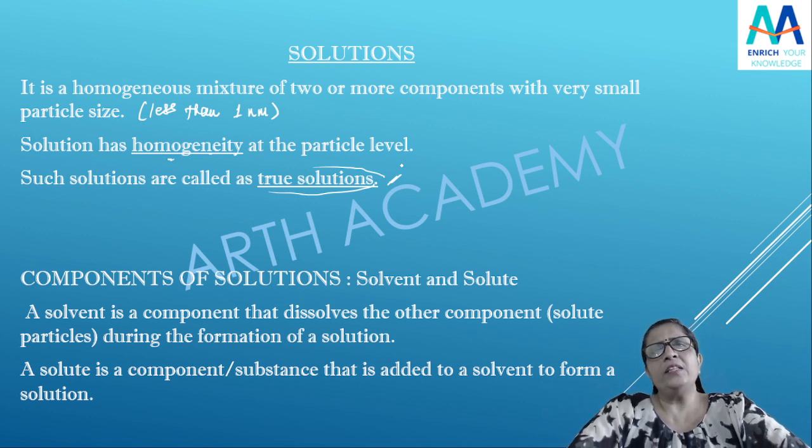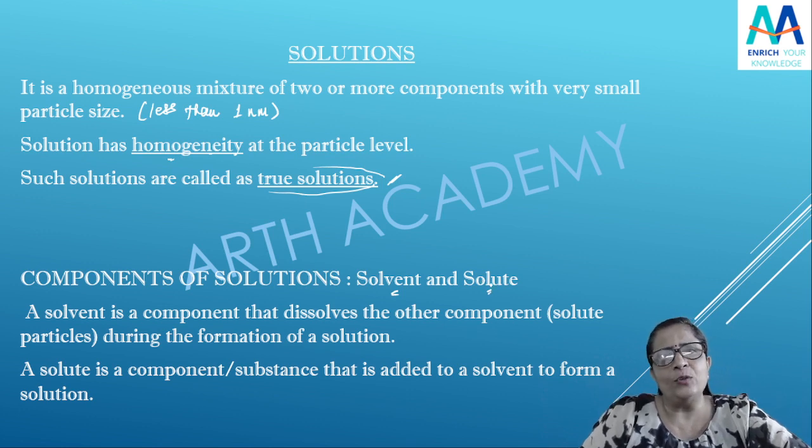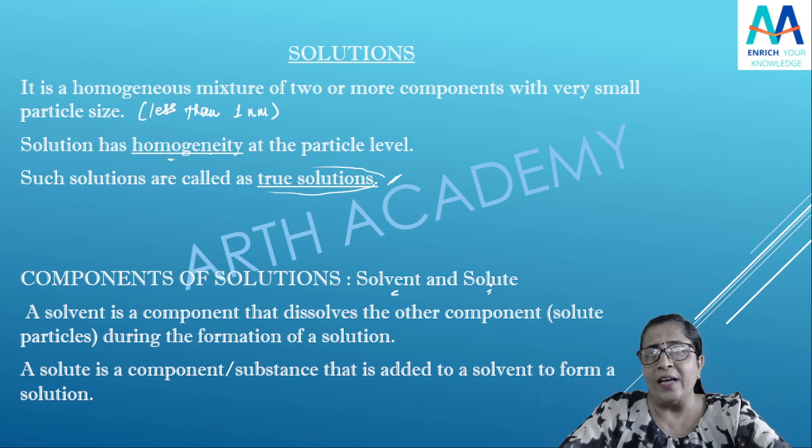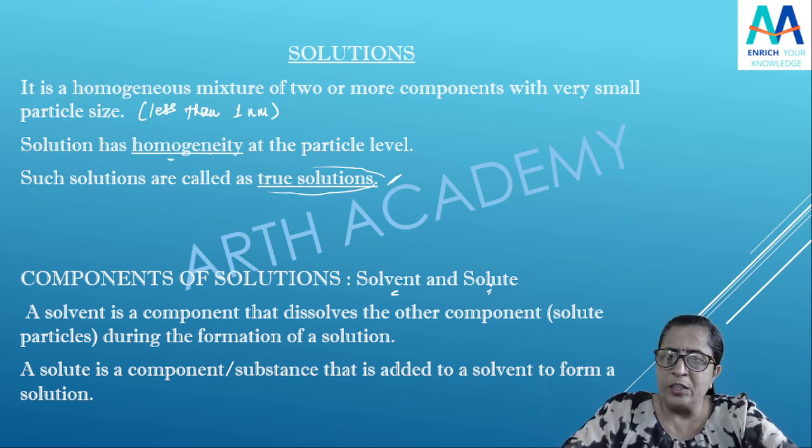In a solution, students, there are two main components. I can say one major is the solvent and the other is the solute. अब सॉल्वेंट कुछ भी हो सकता है, सल्यूट कुछ भी हो सकता है, लेकिन जो दो कंपोनेंट है वो है आपका सॉल्वेंट और सल्यूट. Got it. सल्यूट एक से ज्यादा भी हो सकते हैं, it is possible.